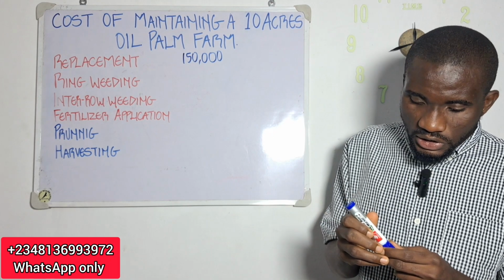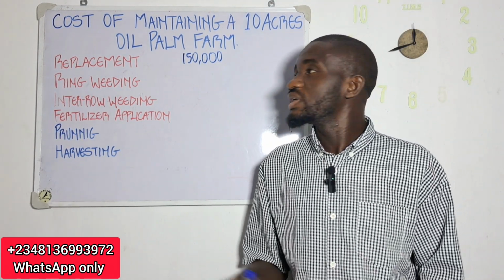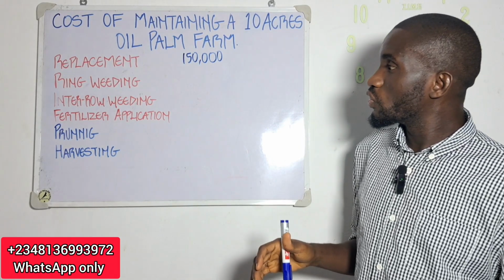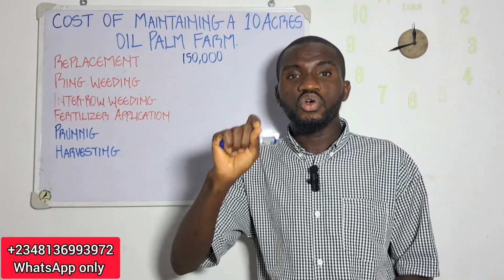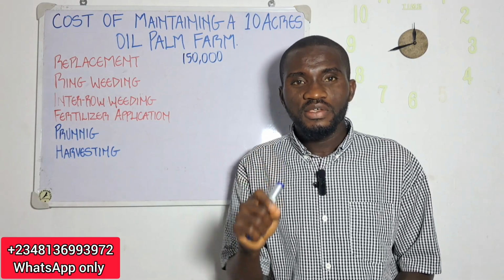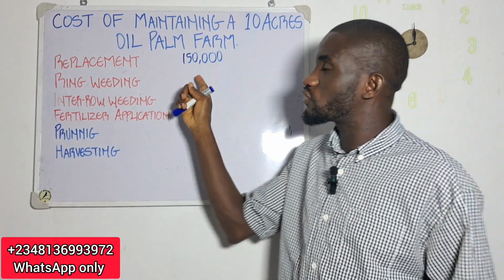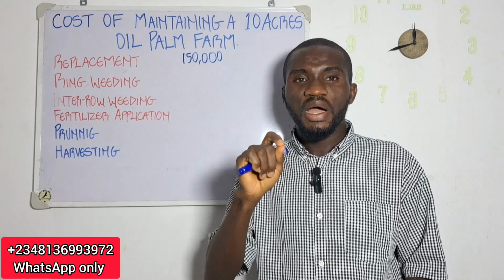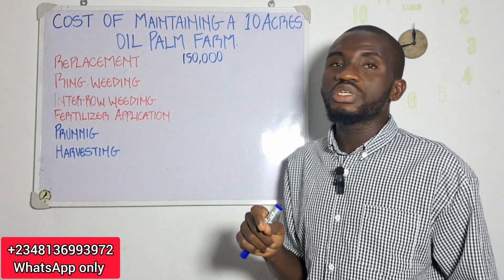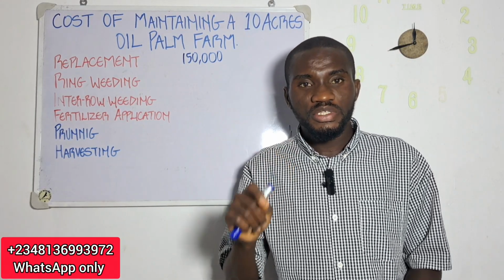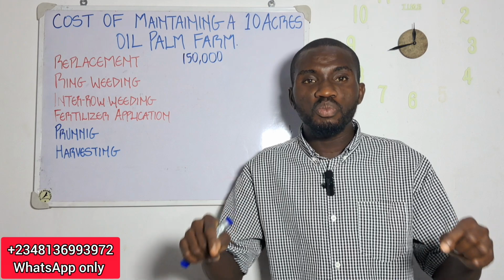The next activity we'll be looking at is ring weeding. This will be done either once or twice in a year, and you'll be doing ring weeding for 600 palm trees. Since they are still young, the ring weeding is usually less expensive, because the place you are going to be clearing is a little bit small.